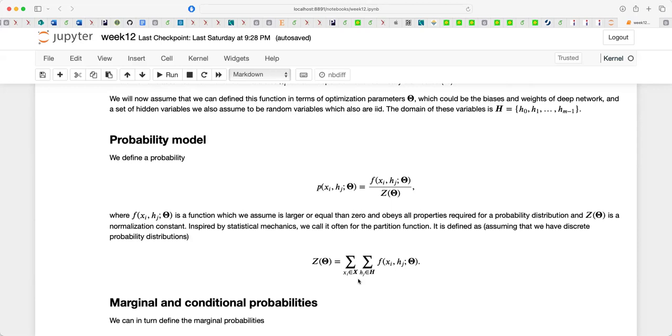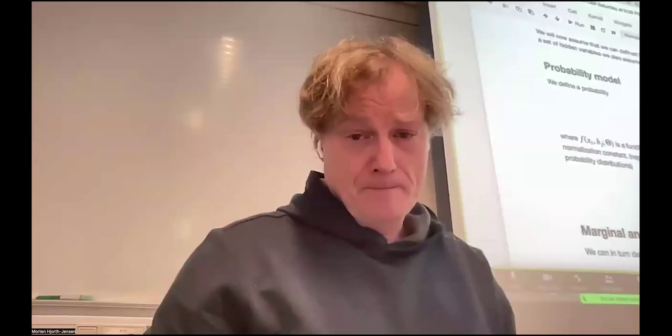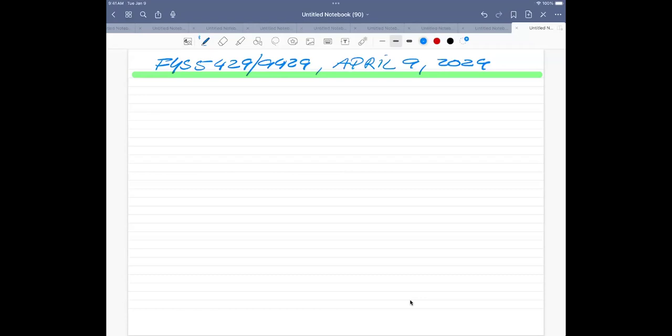So the reason why this is called an energy-based model, let me just quickly switch over to the whiteboard here. Let me quickly remind you of that. What we have defined is a probability distribution, p of x_i, h_j, and then we have some parameters theta. And this is given by some function f of x_i, h_j, and then we have these parameters which we want to optimize, divided by Z of theta.